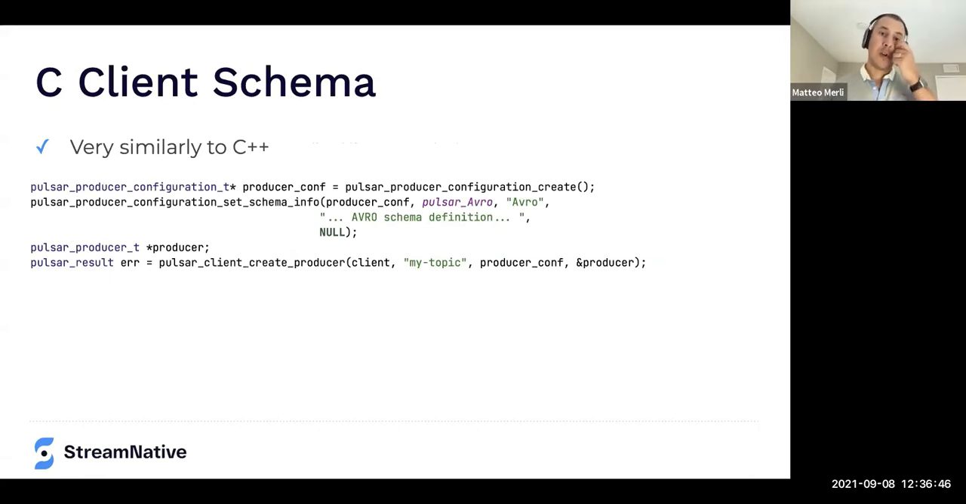And this is similar in C. So in C, when you create the C client, you can set the schema info. Again, you pass the Avro schema definition, which is the JSON string, and that's it. So it's very similar to C++, because it's just based on the same implementation here.